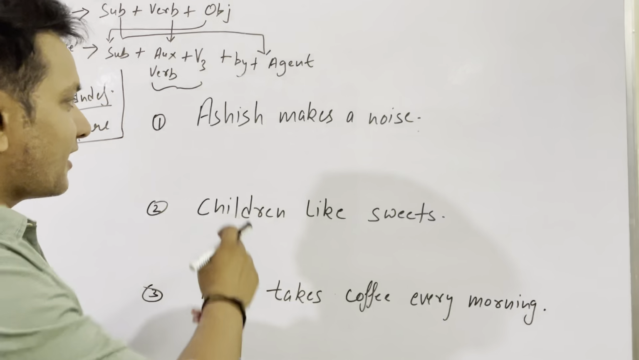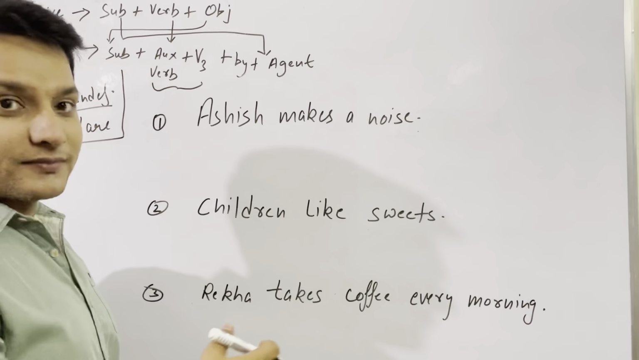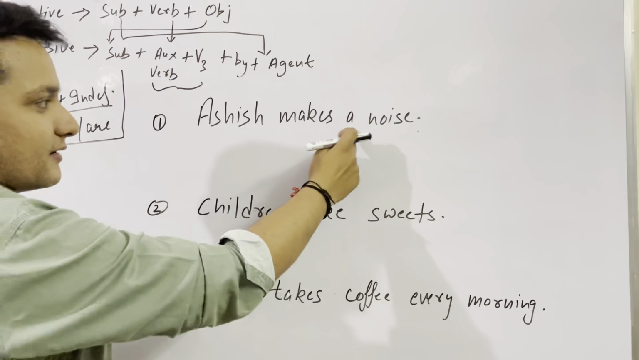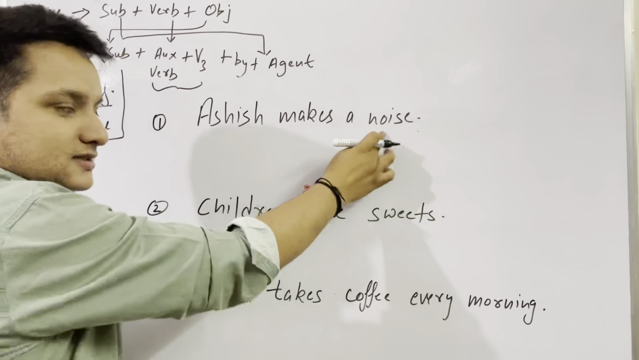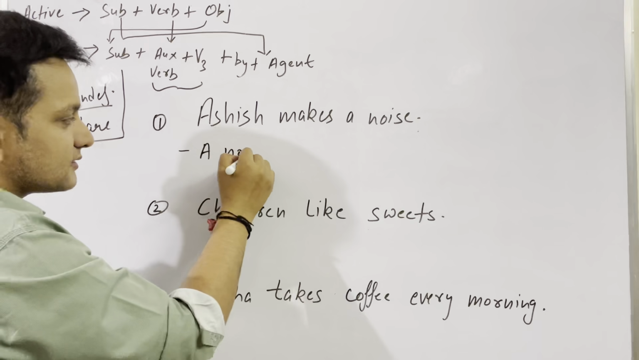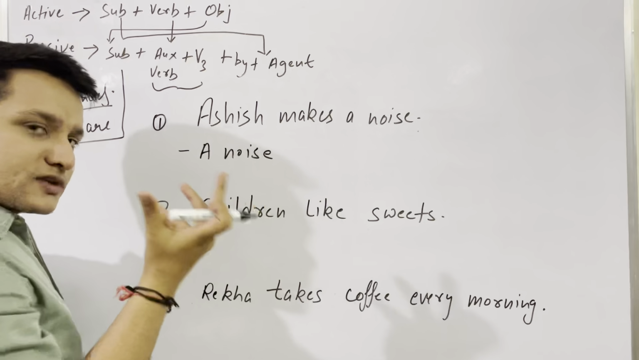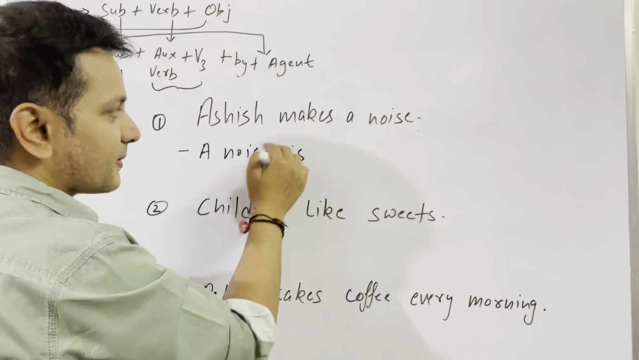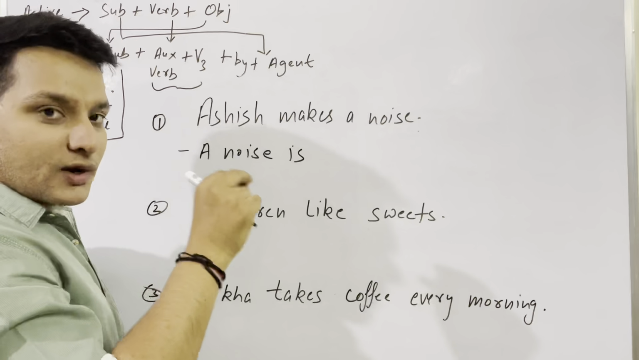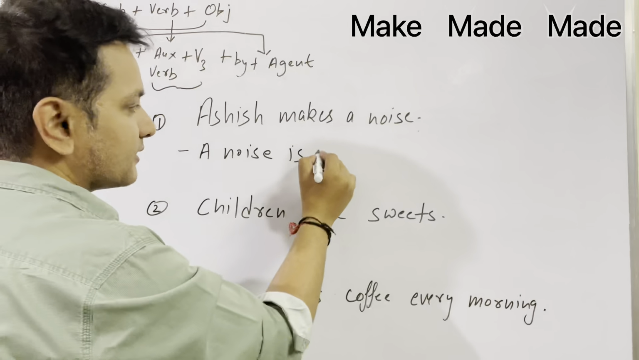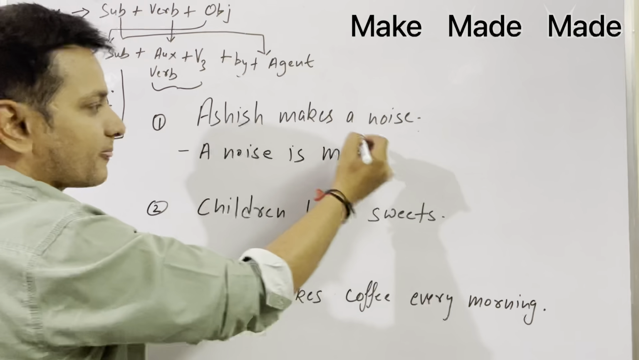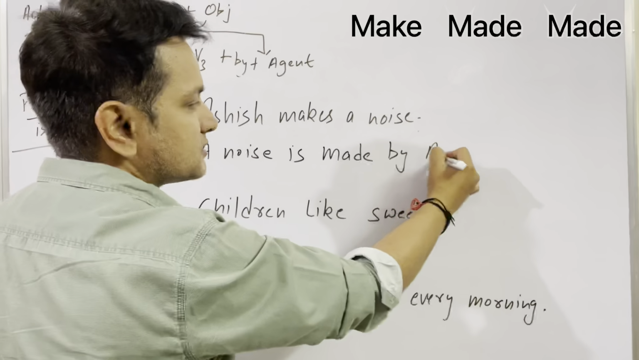Next one is: Ashish makes a noise. Now let's try to convert it into passive. A noise, which is the object, we'll take here. A noise, a singular one, is. Makes, which is in the present form, V1, will be converted into V3: is made. By Ashish.